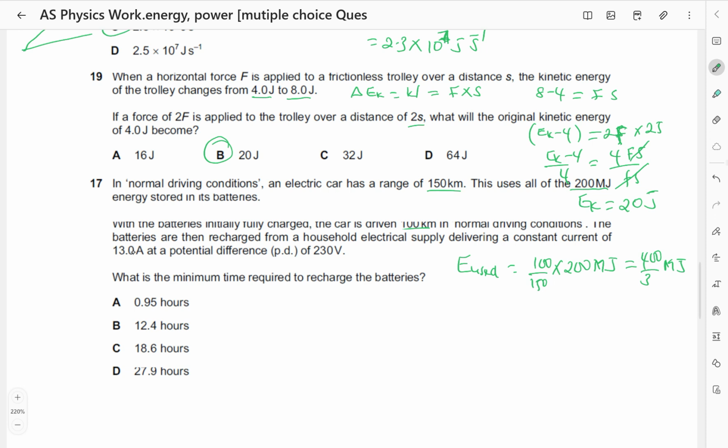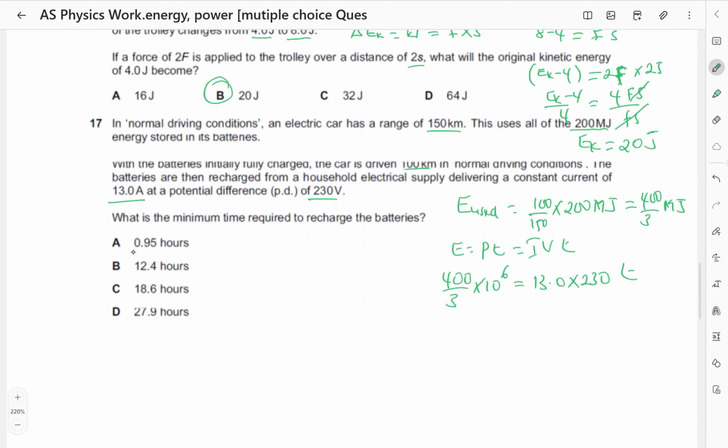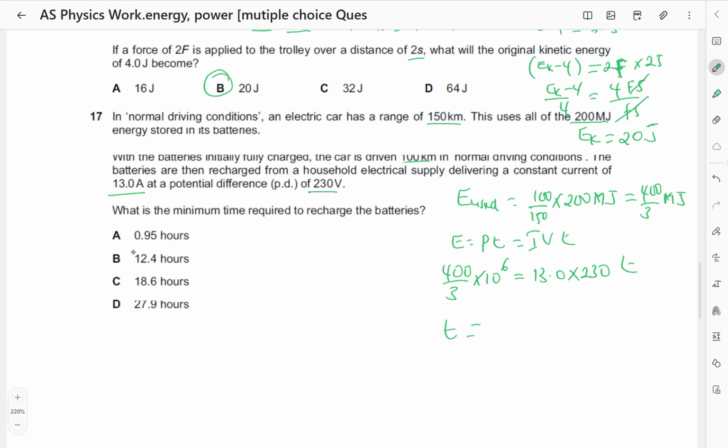But remember, energy is equal to power times time, which is going to be I times V times T. They told us that the batteries are then recharged from a household electrical supply, delivering a constant current of 13 amperes at a potential difference of 230 volts. So the energy of 400 over 3 times 10 power 6 should be equal to the current, which is 13.0, times V, which is 230, times time. What is the minimum time required to recharge the batteries? So we want T.